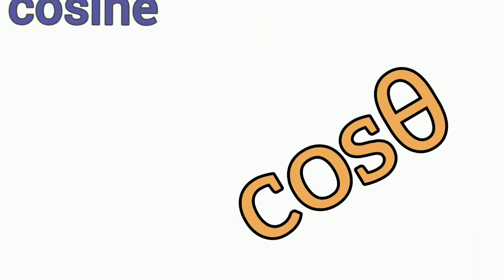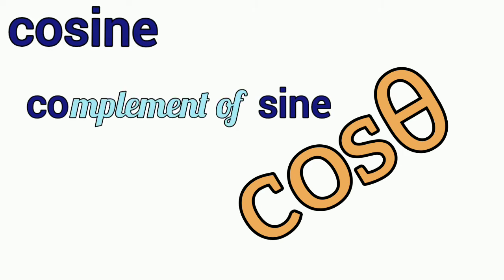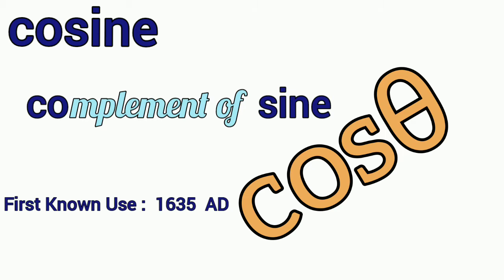Now, let us investigate the word cos. The whole English word is cosine. To elaborate a bit more, cosine is the complement of sine. That is, the complement of a curve. The word cosine is first known to have been used in 1635 AD. Thus, sine is a curve and cosine is a complement of the curve.